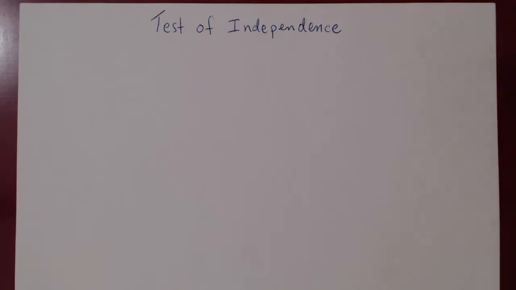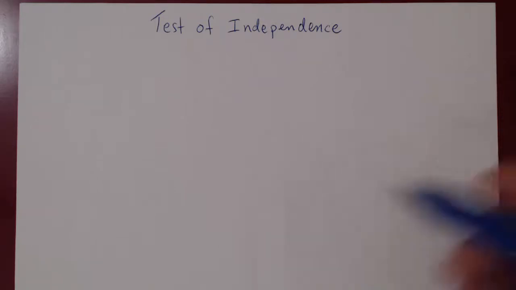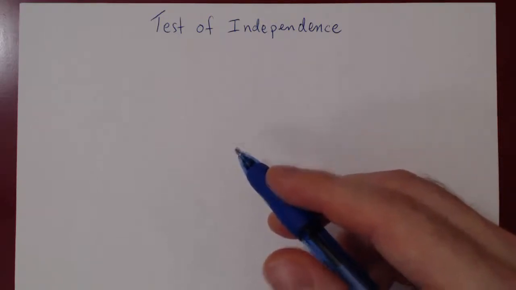So you would have one variable would be the favorite color. So you could have blue, red, green, and so forth. And then you could divide people up into, say, male versus female. So then you could ask, is the gender of a person and the favorite color of a person dependent or independent? So here's how we will proceed.